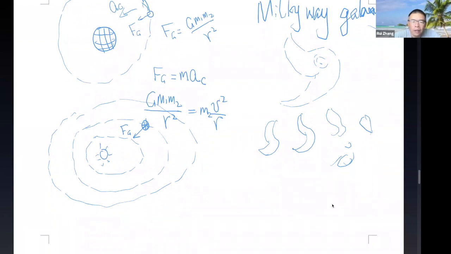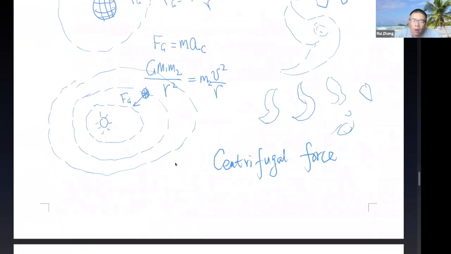some of you may have heard about this word called centrifugal force. They're saying that when you're rotating, you produce a force called centrifugal force, and that centrifugal force balances the gravity, okay? I wouldn't want to say this, because this centrifugal force is not a real force. It's a pseudo force. The real forces are the forces we talk about in this class, like gravity, normal force, tension, friction, et cetera. But this centrifugal force is not a real force.